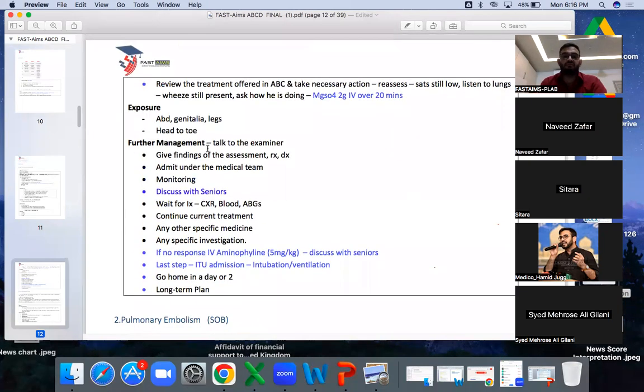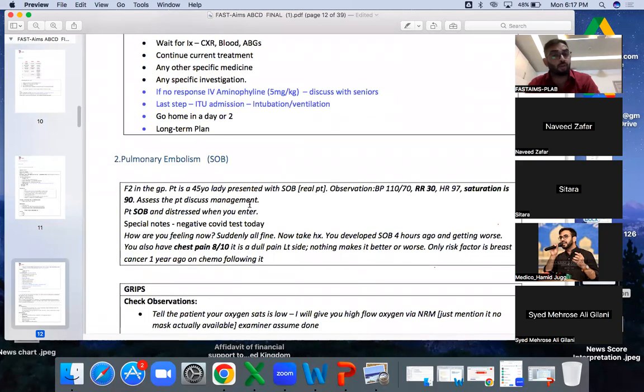So again, for the first, you will talk to the examiner. This is the same thing we have already talked about. Anything in your mind, just keep hold. We will be opening a question answer session, because we need to give a quick review to all the stations. So the next station is pulmonary embolism, though this is not coming nowadays, but this station is there. That's why we will be very quick regarding that.